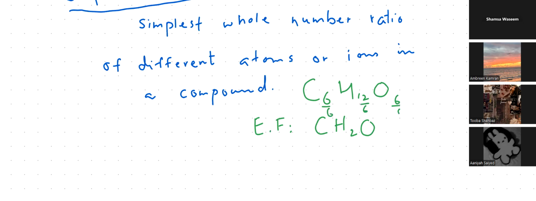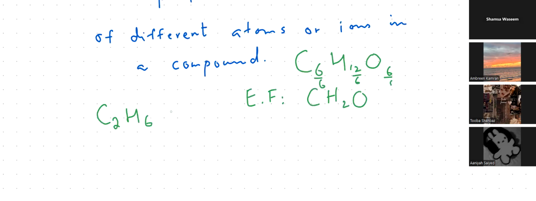Wait, I'll give you more examples. Now see, I have C2H6. Do let me know, can I simplify this further? This is a molecular formula. By any number, can I divide it? Yes. By what number can I divide to simplify it? 2, right? If I divide it by 2, I will get CH3. So CH3 is said to be the empirical formula, and this C2H6 is the molecular formula. Right, girls? Did you get it?